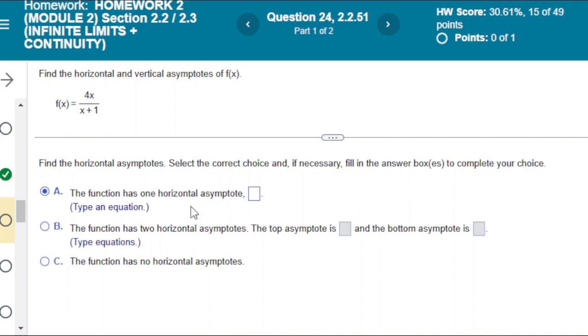So it's going to have a horizontal asymptote. Now it says type an equation. We're not just going to put 4. We want to put y equals 4.